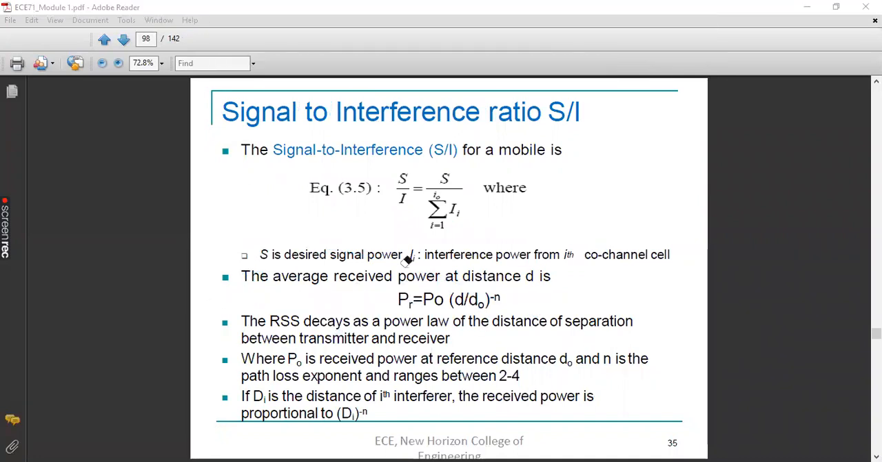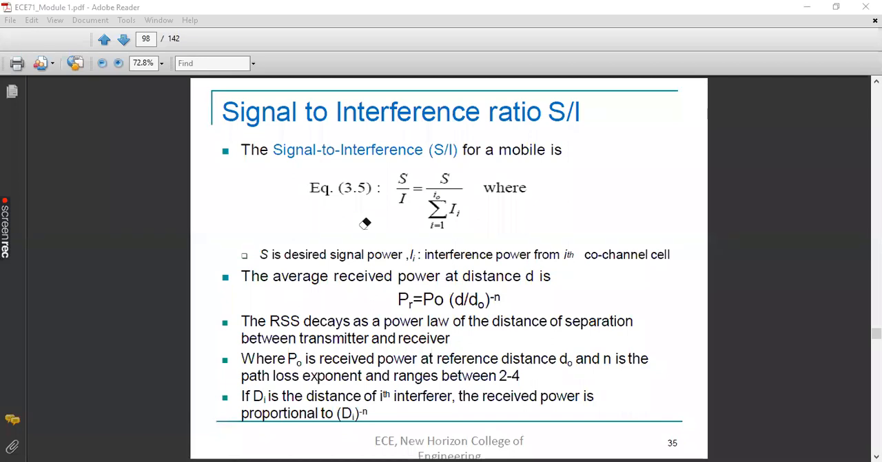Okay, we come to the slide. You write the equation for S by I. I will repeat the above point again later. What is S by I? S by I is known as signal to interference ratio.